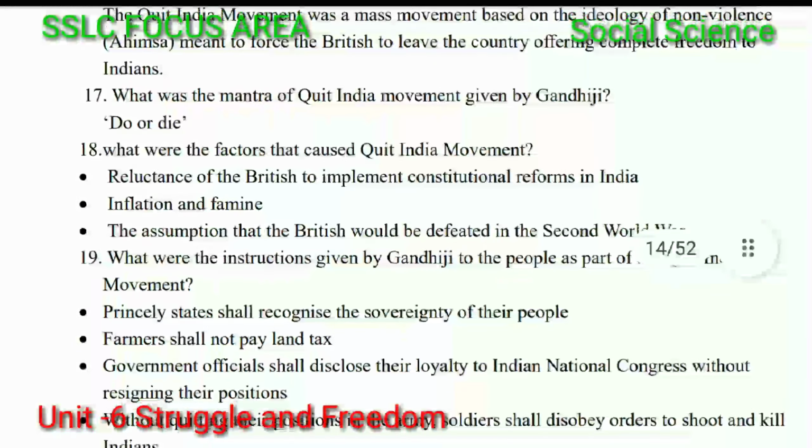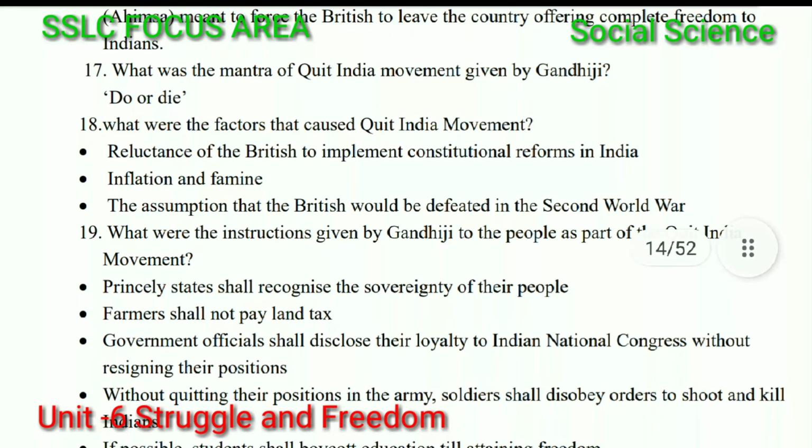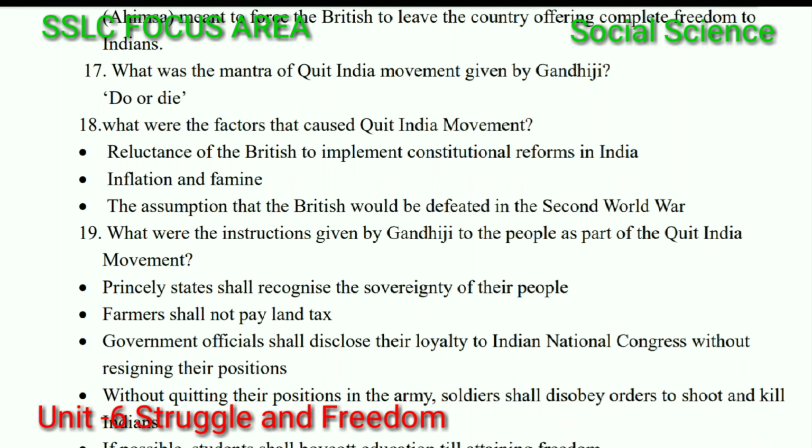What were the factors that caused the Quit India movement? Reluctance of the British to implement constitutional reforms in India. Inflation and famine. The assumption that the British would be defeated in World War II.